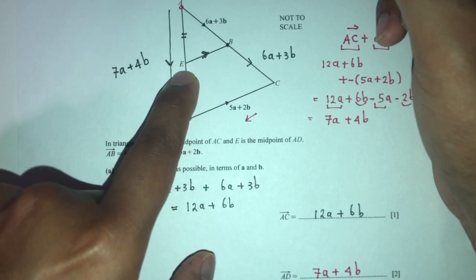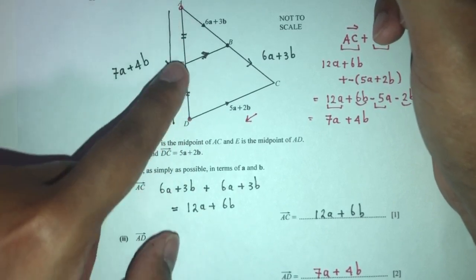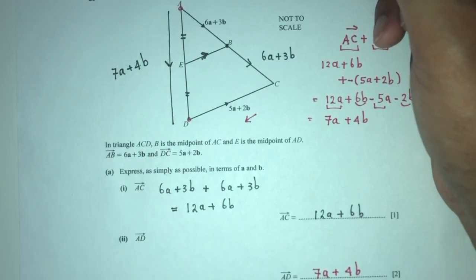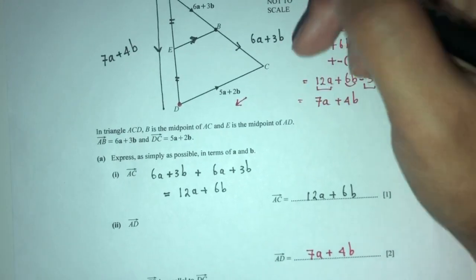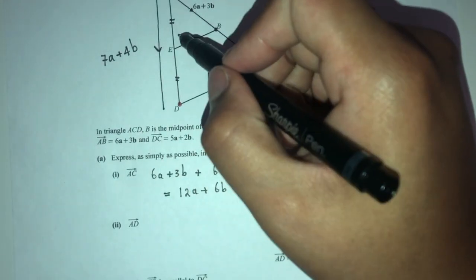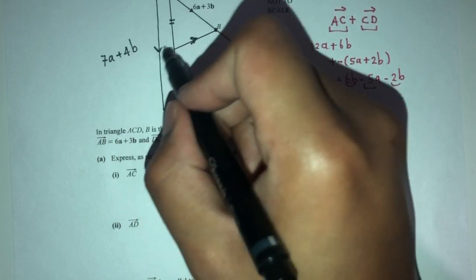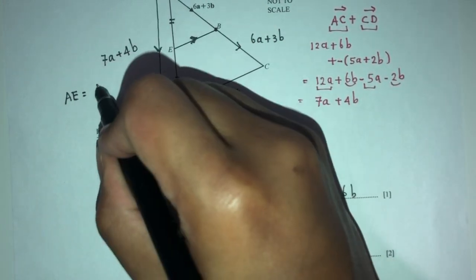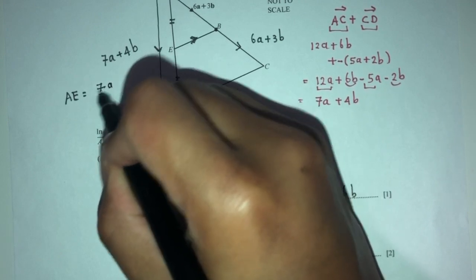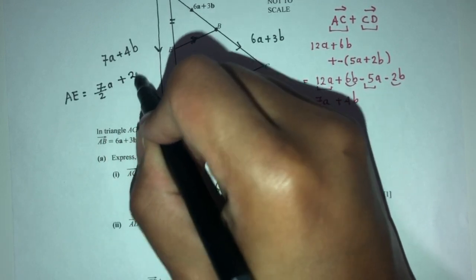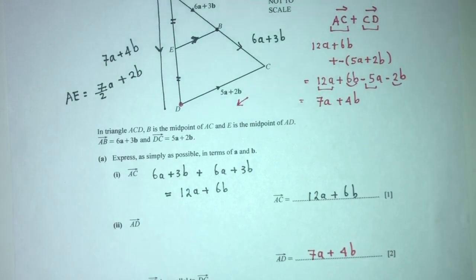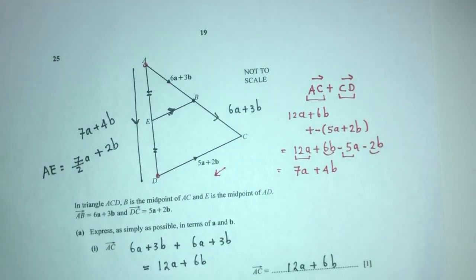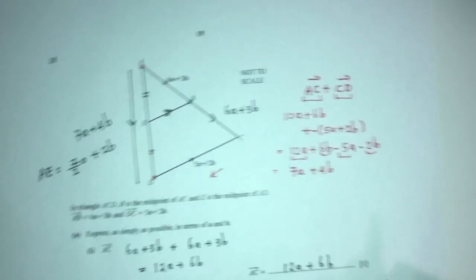Now we know that E is a midpoint, so if A goes to E, what is that value? Let's find out. A going to E will be half of this value. So AE will be 7 over 2 A plus 2B. Hopefully that makes sense. We're just using the value given to us and also the value that we have derived. Now we have to find EB.